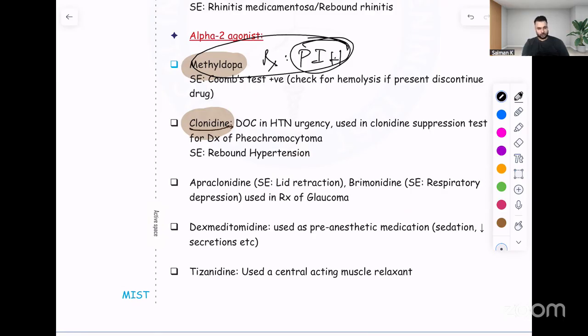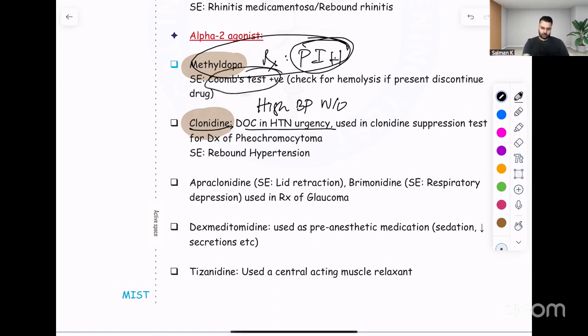Next is clonidine over here. Clonidine is used for hypertensive urgency. What is urgency? It is high blood pressure without organ damage. Without organ damage, that is called urgency. Now, do remember their side effects, please.